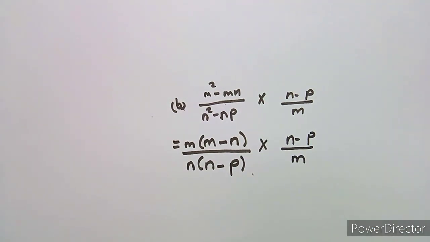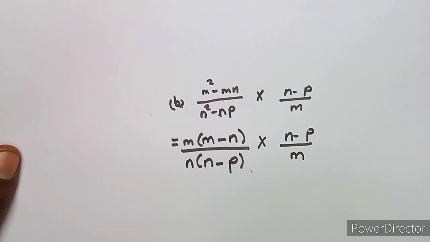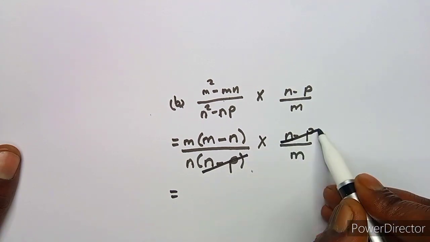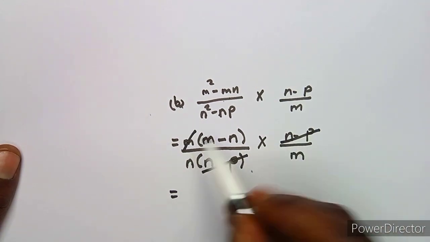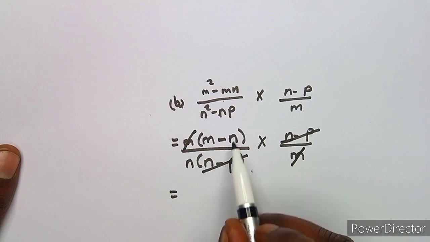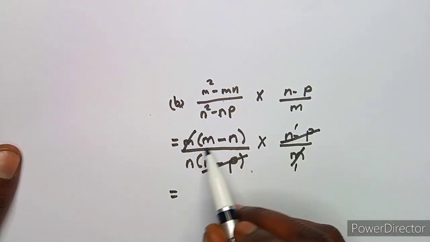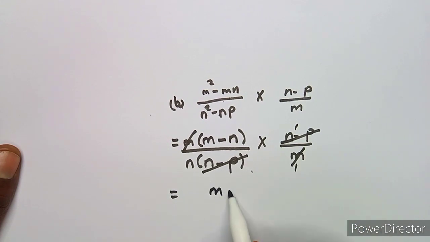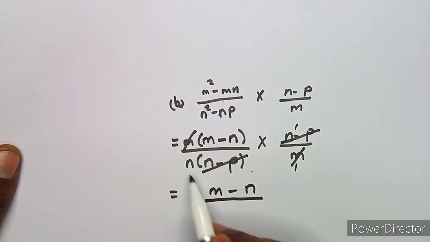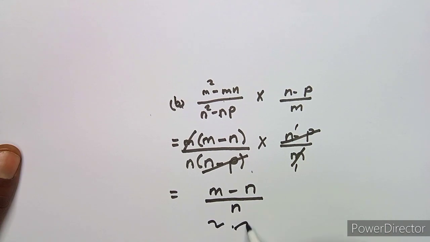So what can we do? Definitely we have to cancel where it is applicable. So this bracket and this bracket can cancel. This m and this m can cancel, which means you're just left with one here, one. So m minus n times 1, which is m minus n, over n times 1, which is actually n. So that's what you're going to have at the end.